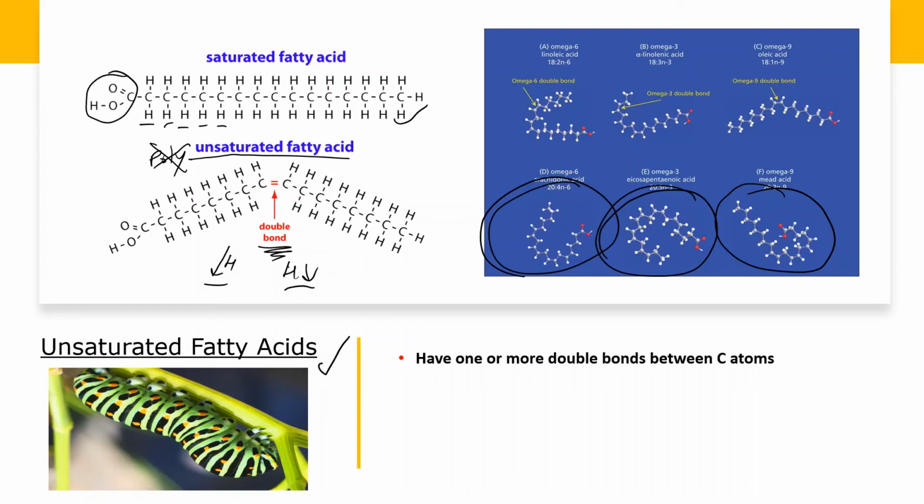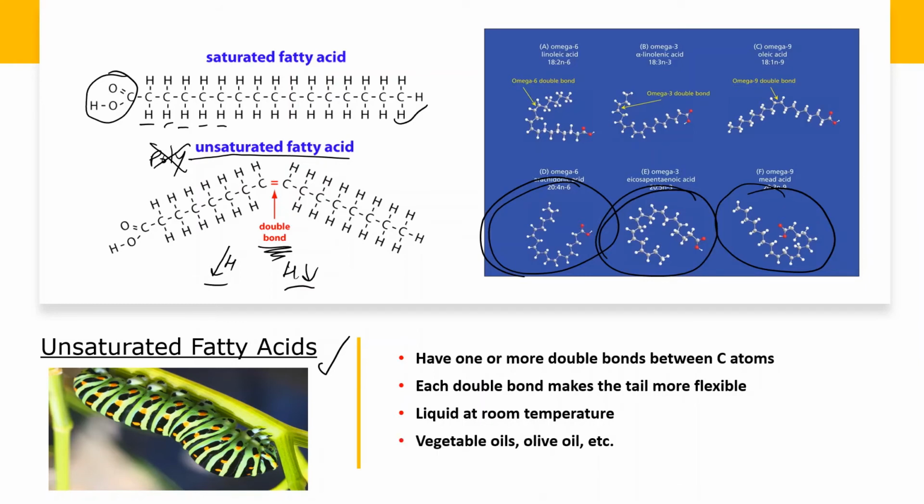All right, so an unsaturated fatty acid would have at least one, but maybe more, double bonds between the carbons. That makes the tail more flexible, more wiggly, and then at room temperature you would expect this to be not so solid. So these would be liquids, and we would call these oils when we think about cooking oils and so forth. This is a good example of unsaturated fatty acids.